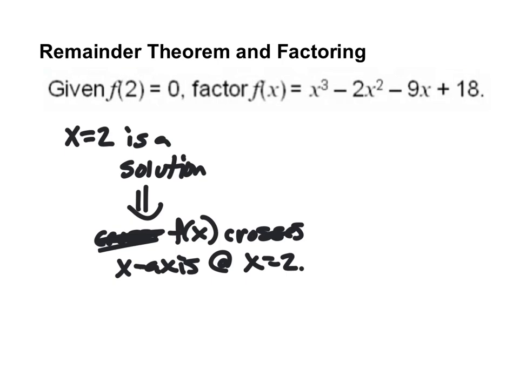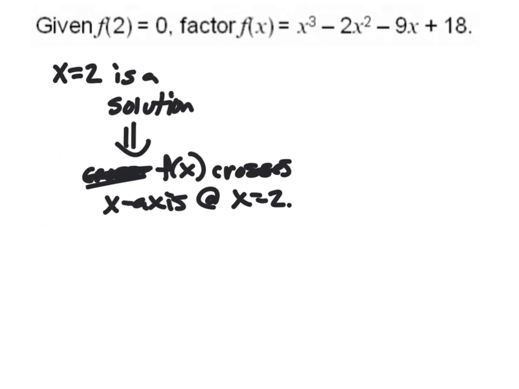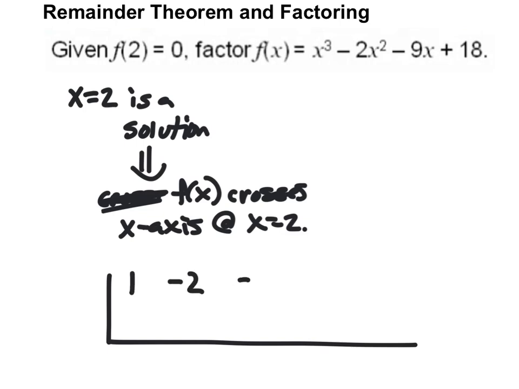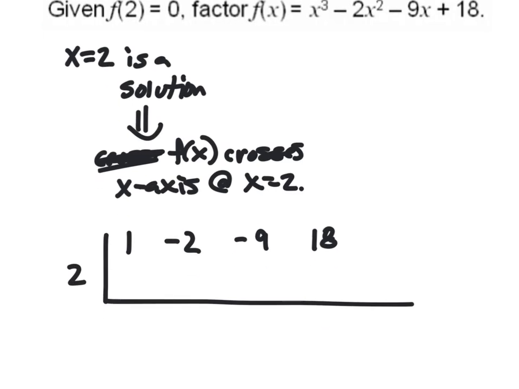So what we want to do is factor this, and this is the start. This gives us a clue that x equals 2 is a solution here. So let's do that real quick. What I want to do is write up my coefficients. Let's make my box here. I'm going to say this is going to be a 1, a -2, a -9, and a +18. And that 2 is my divisor.